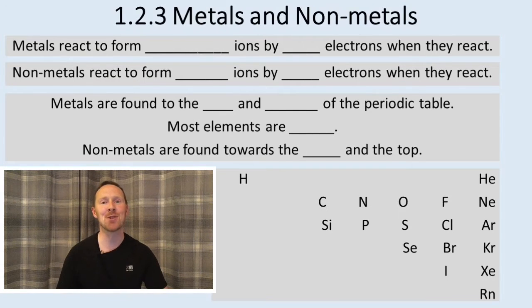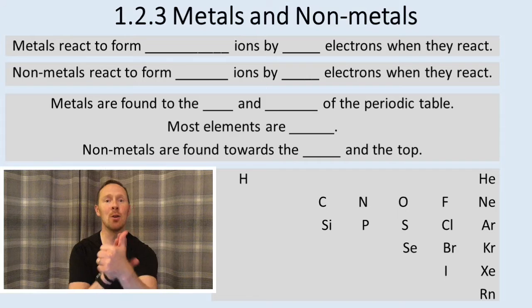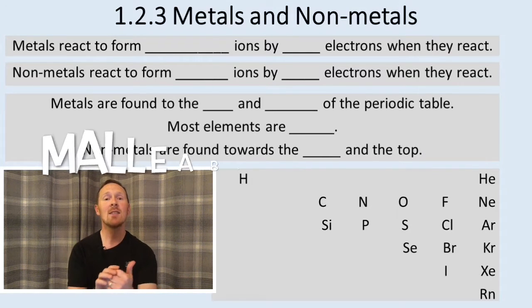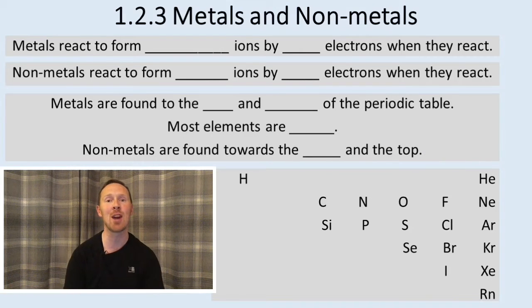1.2.3 Metals and non-metals. So you've probably done an experiment in class where you've looked at the properties of metals and non-metals. And my class, remember, LUST after McDonald's. So LUST stands for lustrous, which means that the metals are shiny. Secondly, we've got this idea of M. It means that metals are malleable, it means they can be bent into shape easily.